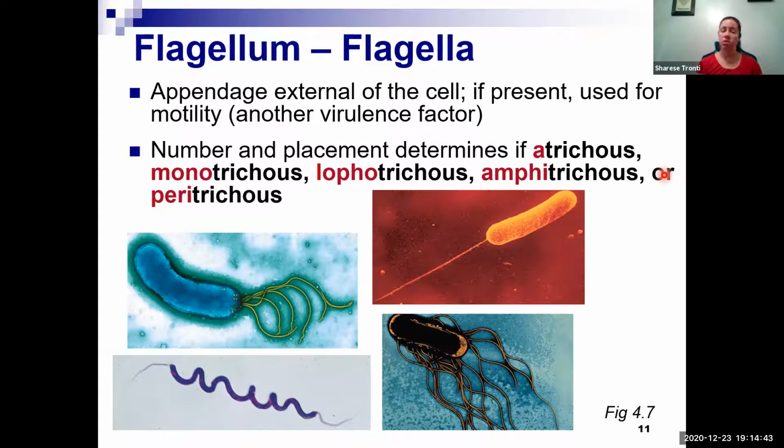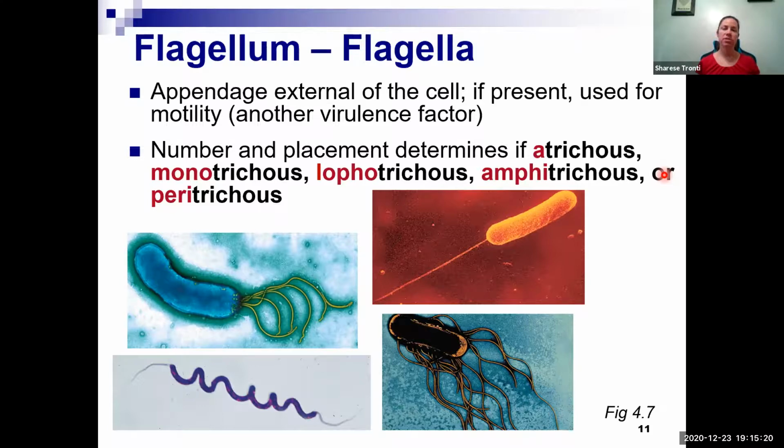Flagellum, which is the singular word, or flagella, which is plural. These are appendages that are external to the cell, and if present, they're used for motility or mobility. This is another virulence factor. So if a bacterial species has flagella, it's going to be what we call more virulent. It's more likely to overcome the immune system because it can move around and be more mobile to reach areas that are more desirable for the cell.